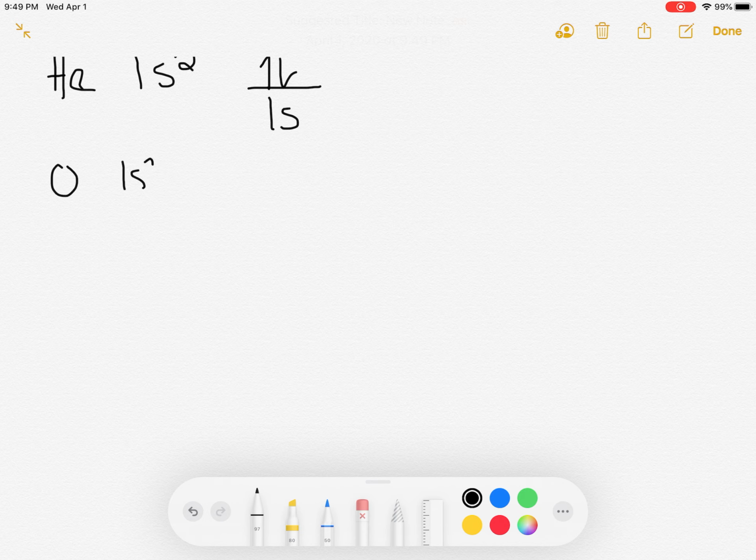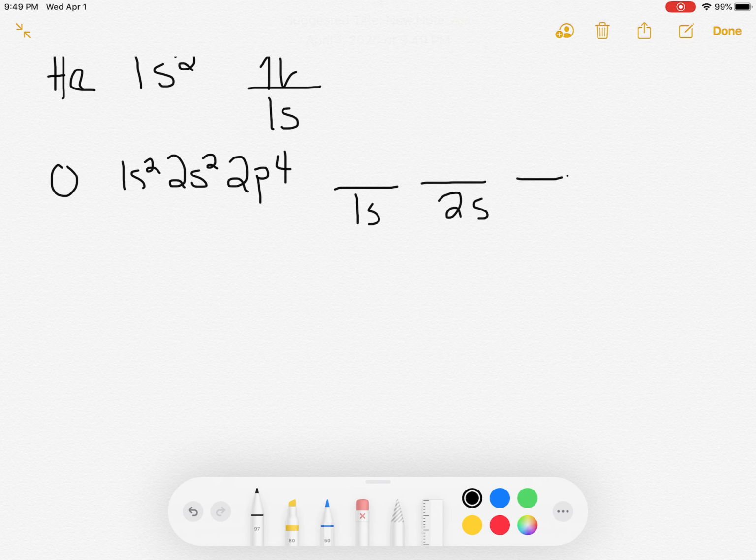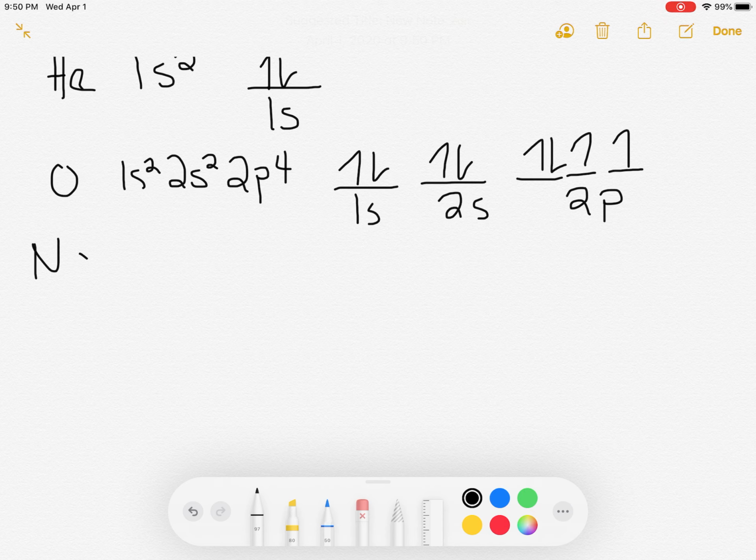And then oxygen, we saw had 1s2, 2s2, and 2p4, or 8 electrons total. So we're going to draw 1s and 2s, and then 3 lines for 2p because it has 3 orbitals. So we're going to put 2 in the 1s, 2 in the 2s, and then here's how we follow Hund's rule. Put 1, 2, 3 electrons, and now we can begin to pair. So we'll pair that very first orbital.